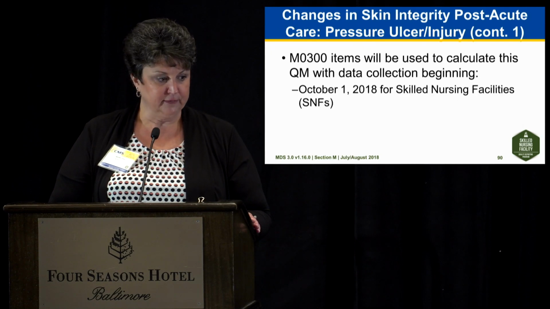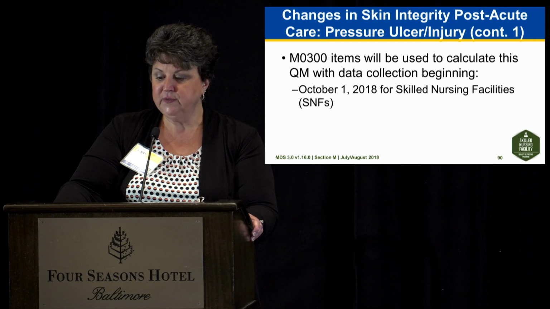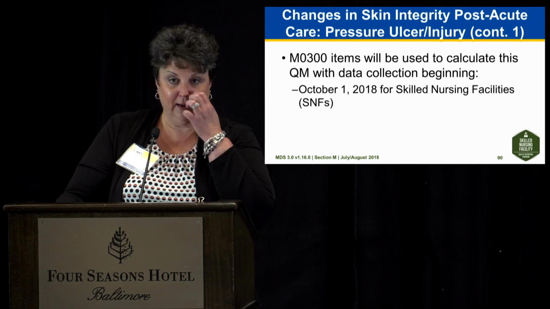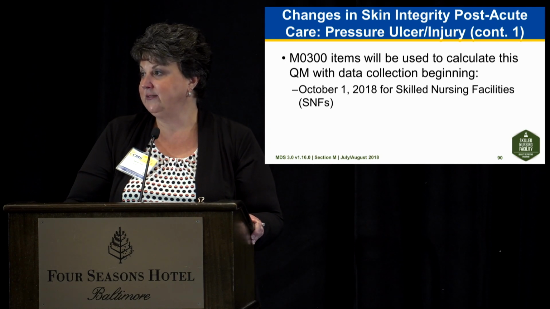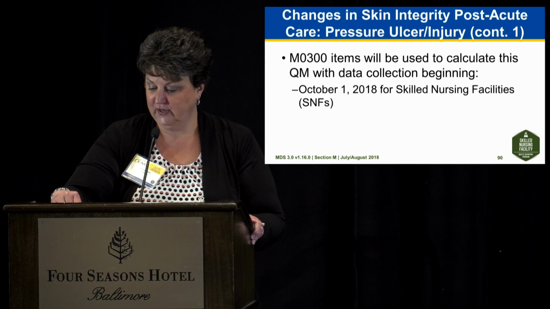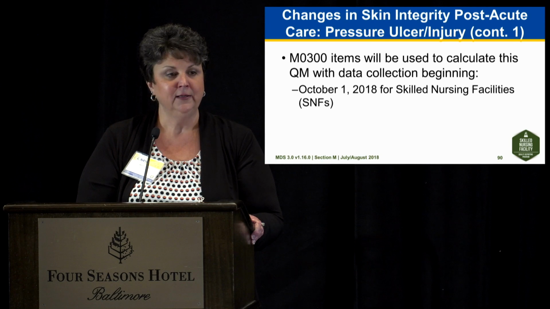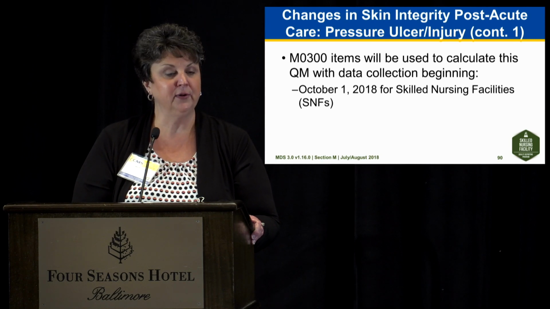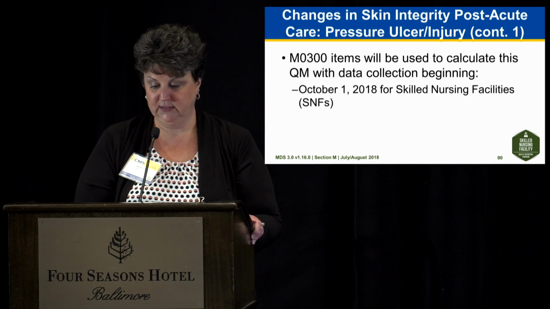That's a big change. Another big change is now where we're looking at from the timeline, and I mentioned that earlier. So M0300 items will be used to calculate this QM with data collection beginning October 1st, 2018. We actually already collect all these data. It's not a change for us. There's some minor changes where we've added device and things like that, but otherwise you guys are familiar with these items. And do remember that there is some pretty significant new coding guidance related to the unstageables.